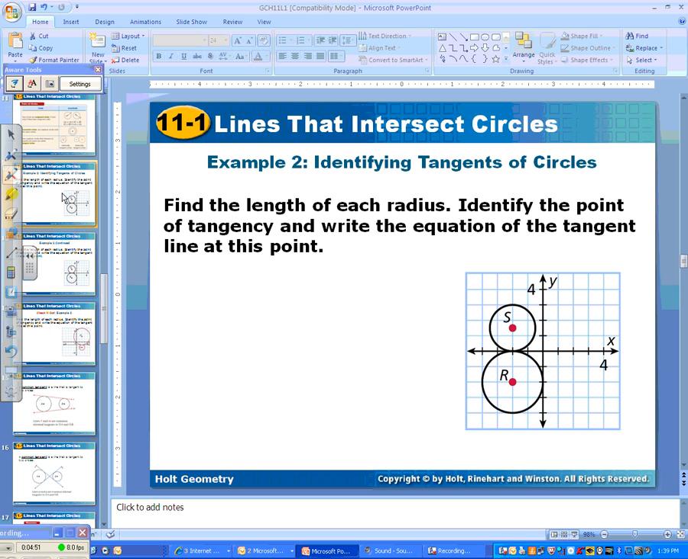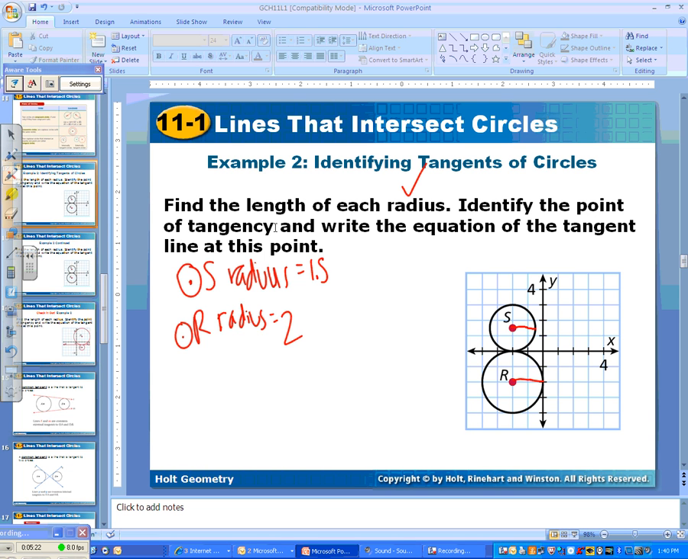Okay, so the second thing you're going to be doing is writing equations. So it's find the length of each radius. Guess what you can do? You can count. This radius is 1.5 units. So the radius for circle S equals 1.5. And the radius for circle R equals, let's see, 1, 2. Okay, that's easy. Found the length of each radius.